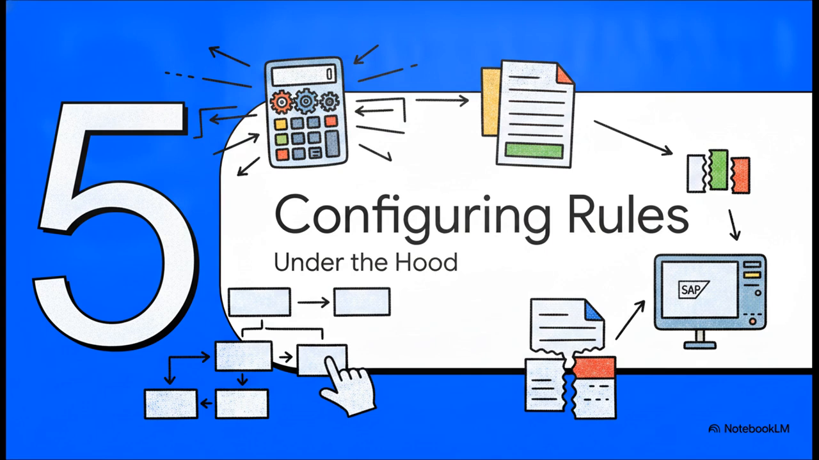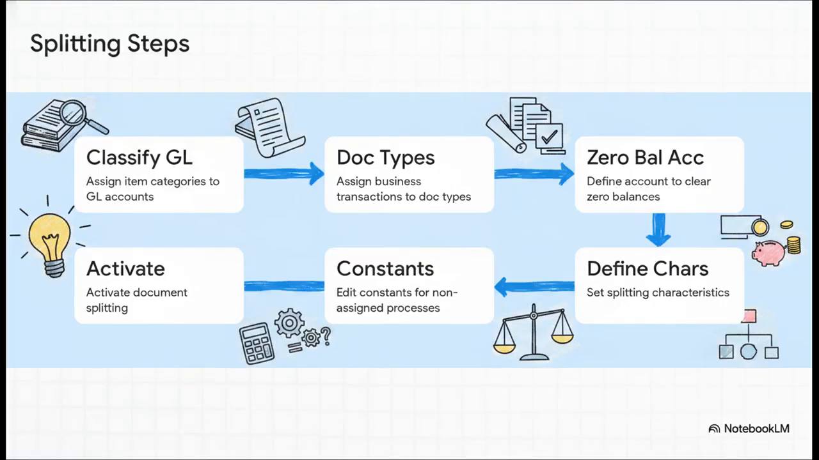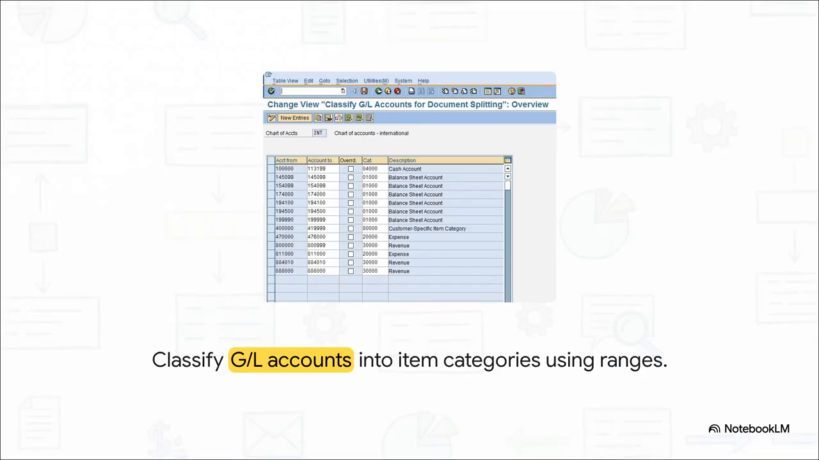Which brings us to Section 5, configuring SAP splitting rules under the hood. The system handles the math beautifully, but how do we actually tell SAP to do it? Well, we are going to walk through the exact 6 configuration steps required in the back end to make this automation possible. We'll start at classifying GL accounts and go all the way through to final activation. Step 1 is classifying our general ledger accounts by item categories.